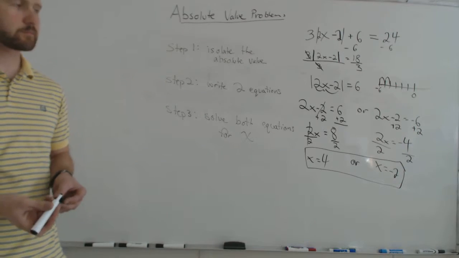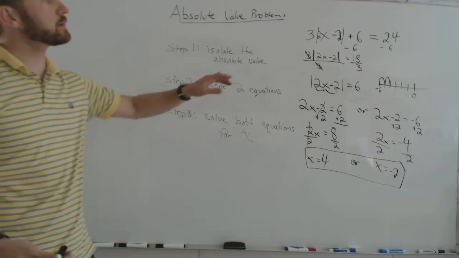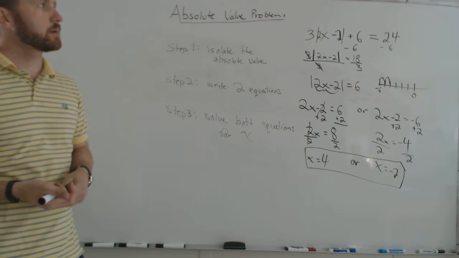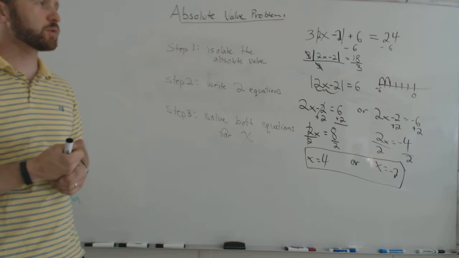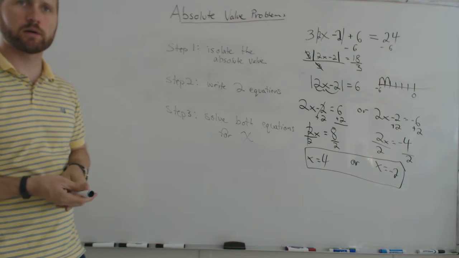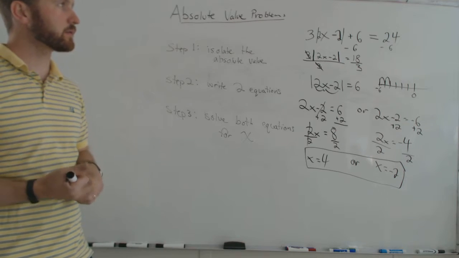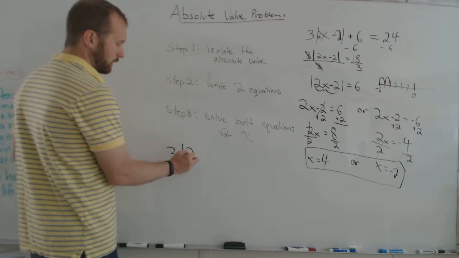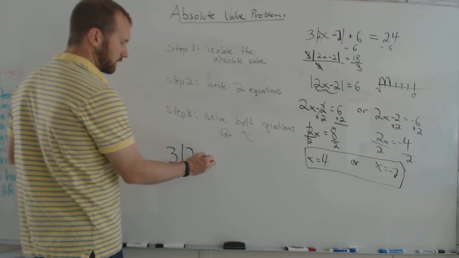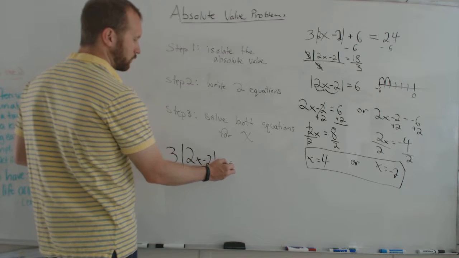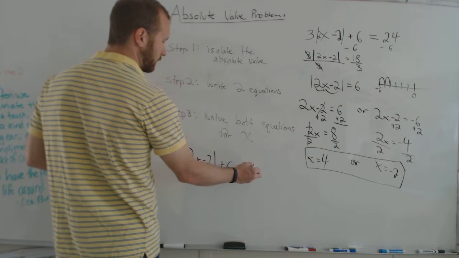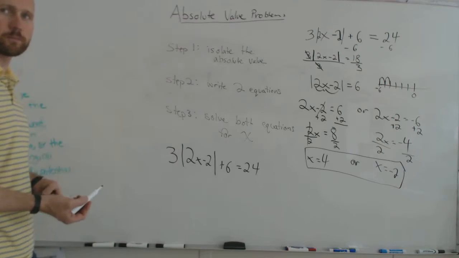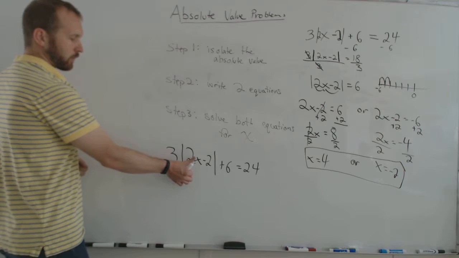It's a long problem. When they get this with all these numbers out front, they do get kind of long. So when you have a long problem like that, it's probably worth it to check your work. So let's plug these numbers in and see if this actually works. Our original problem said 3 times the absolute value of 2x minus 2 plus 6 equals 24. We think that x could either be 4 or negative 2. So let's make x 4.